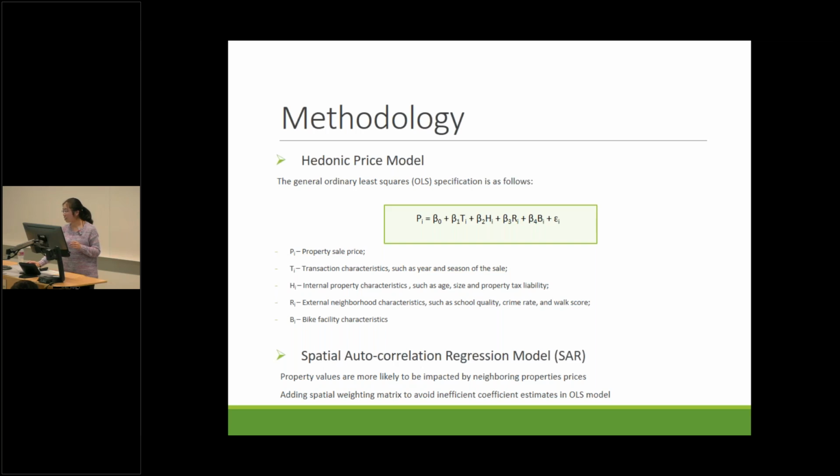Beyond the bicycle characteristics, we control another 3 sets of characteristics, which are the transaction characteristics, the property attributes itself, and the neighborhood attributes. We want to control all the factors that might influence the property value, and then to see particularly how the bike characteristics will affect the property value.